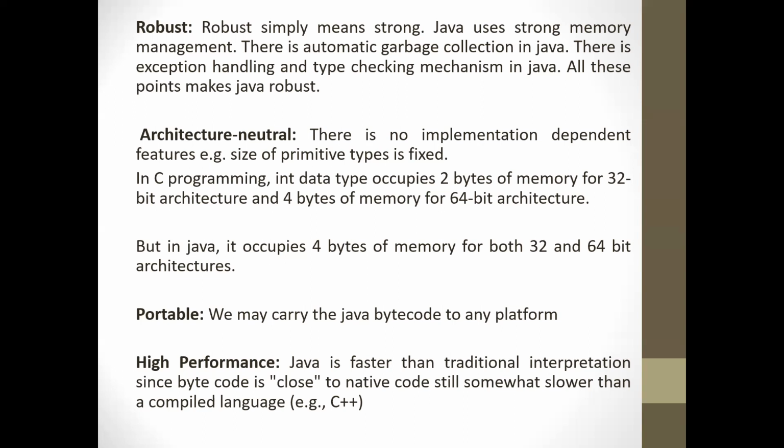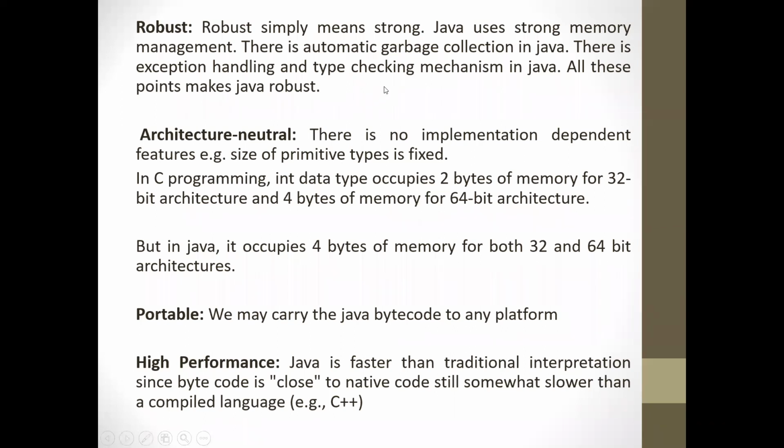Like the concept of exception handling and the concept of type checking. There is no concept of pointers, so we can easily work on the memory. Java can use the memory in a very strong way. That's why we call it robust in nature.